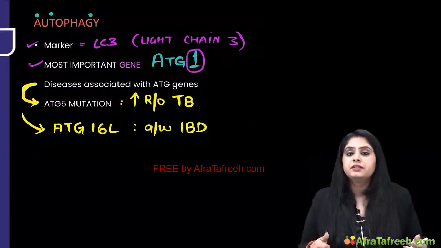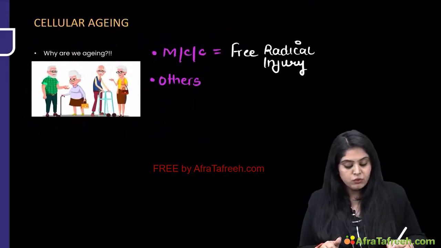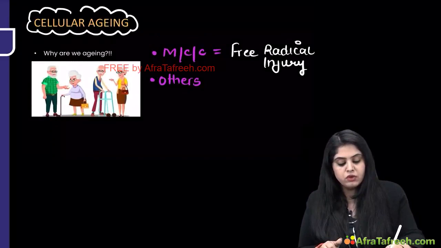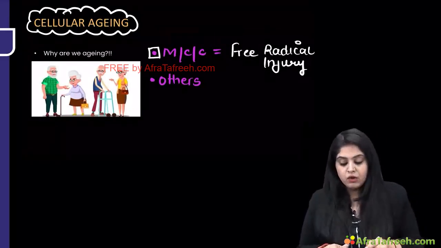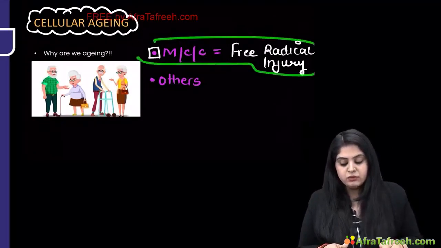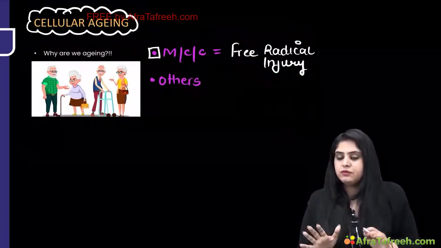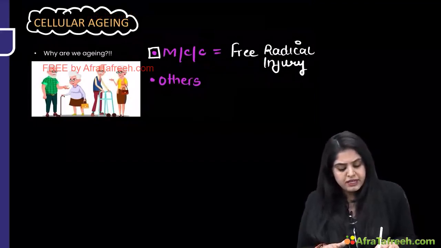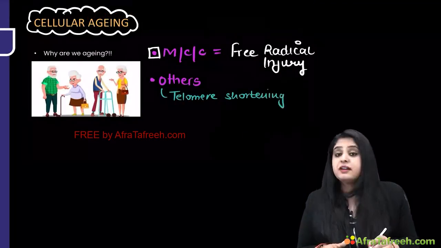The next topic is, why are we getting old? Very, very interesting topic. Why are we getting old? What is the reason? Cellular aging. So why are we aging? What is the most common cause? Because we are having a lot of free radical injury. A lot of free radical injury is happening in the body, and that is why we are getting old. So firstly, I will come back to free radical injury, but other than free radical injury, what are the other causes? There's one very famous cause known as telomere shortening. Our telomeres are becoming short. That is why we are becoming old.